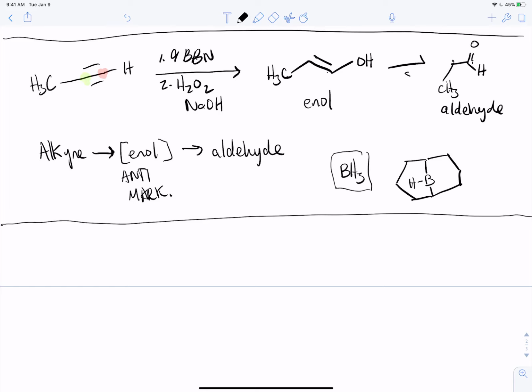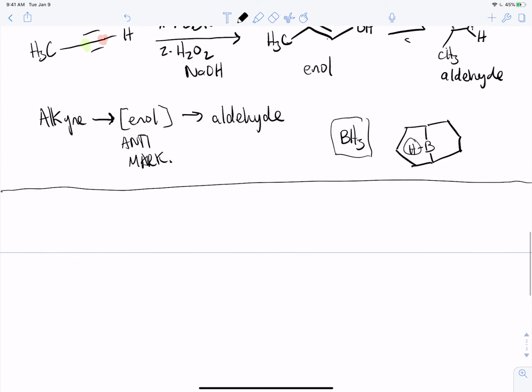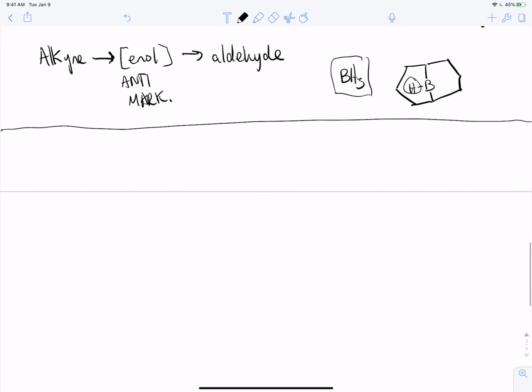9-BBN is not the only type of reagent that can do this. Any kind of bulky boron reagent with a hydrogen on it like this can do this. But 9-BBN is kind of the common one. That's the one we'll use.